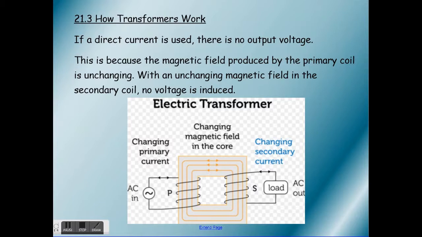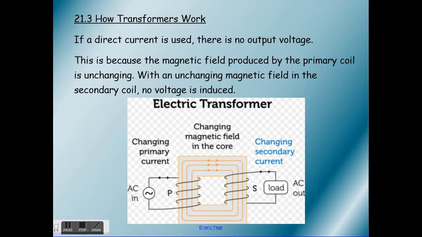Direct means it goes one way. Alternating goes both ways. You need the alternating magnetic field in order to induce voltage in the secondary coil. That's what you need.